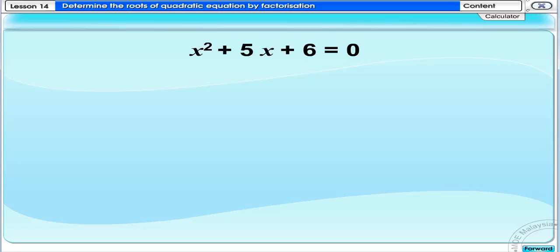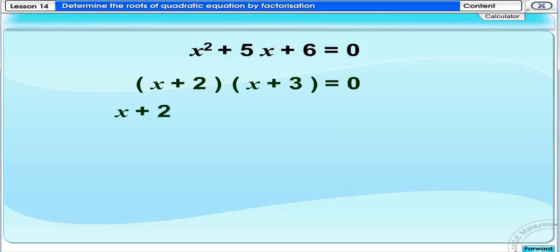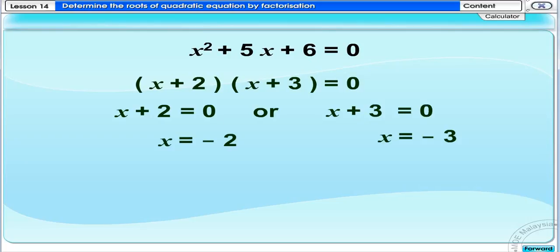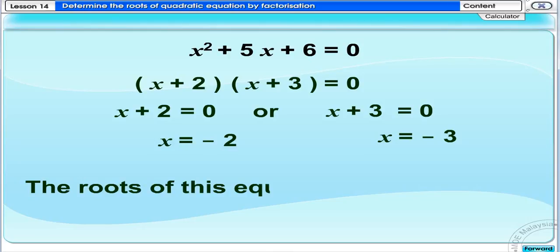Therefore, the equation x squared plus 5x plus 6 equals 0 can be written as (x plus 2) times (x plus 3) equals 0. To determine the roots of this equation, we have to solve x plus 2 equals 0 or x plus 3 equals 0. Therefore, the roots of this equation are -2 and -3.